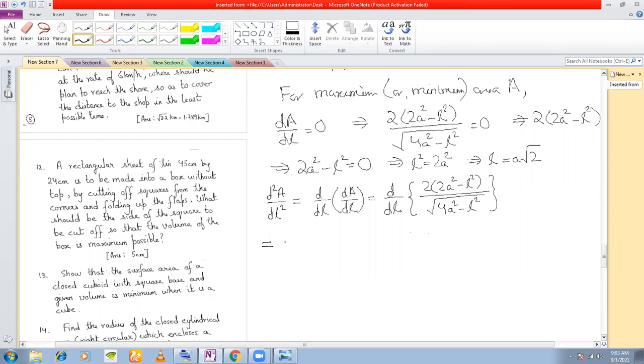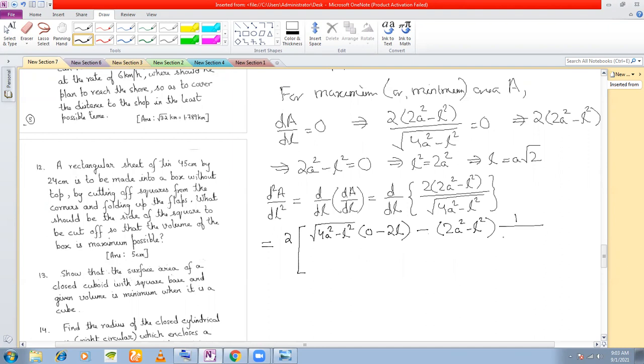So how to differentiate this? You differentiate this by the u by v rule. It's going to be a little long, so a little patience is required. Root over 4a square minus l square, that is v, into the derivative of the numerator. Derivative of the numerator: a is constant, so it will be 0 minus 2l, right? Minus, now take the numerator, 2a square minus l square, and then differentiate the denominator.